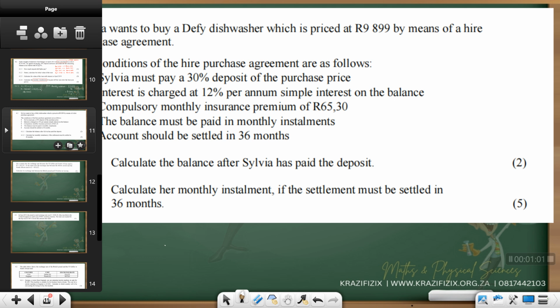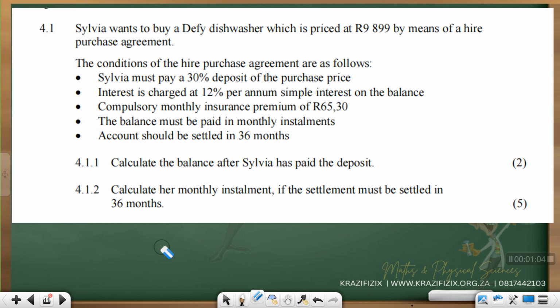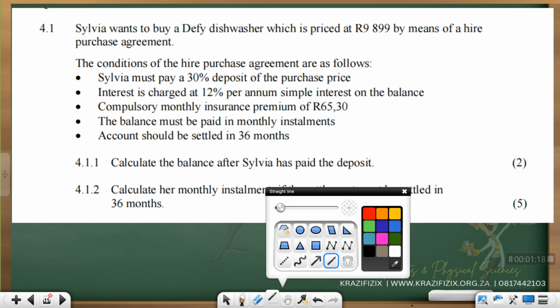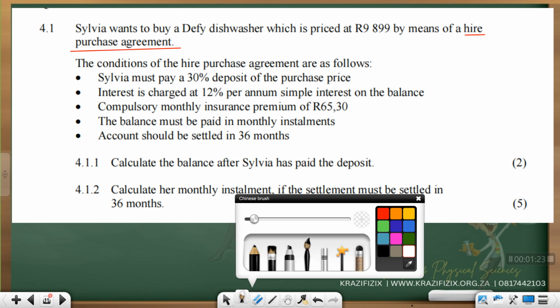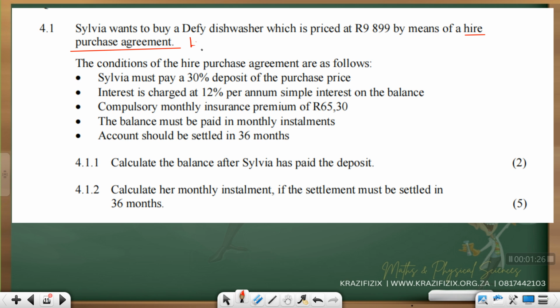Okay, but let's look at it together quickly. I want to see maybe we can get 1 more full financial maths question, and then we'll look at conversion. Sylvia wants to buy a Defy dishwasher, which is priced at 9,899 Rand by means of a hire purchase. The first thing that catches my eye is the word hire purchase agreement, which is a loan on simple interest. So don't forget that once I see the word hire purchase, I am basically referring to simple interest.